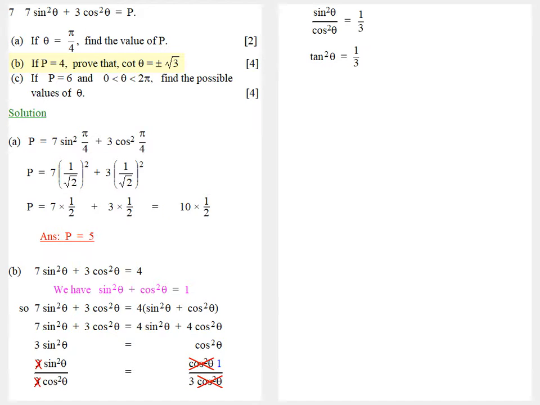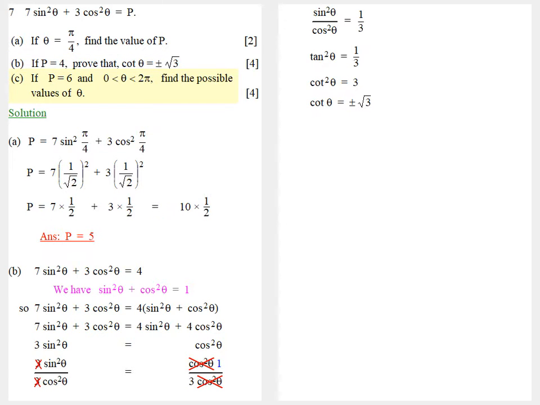Now, the cotangent is 1 over the tangent. So cot squared theta is 3 over 1, or 3. So, taking the square root of both sides, we end up with cot theta is plus or minus the square root of 3.